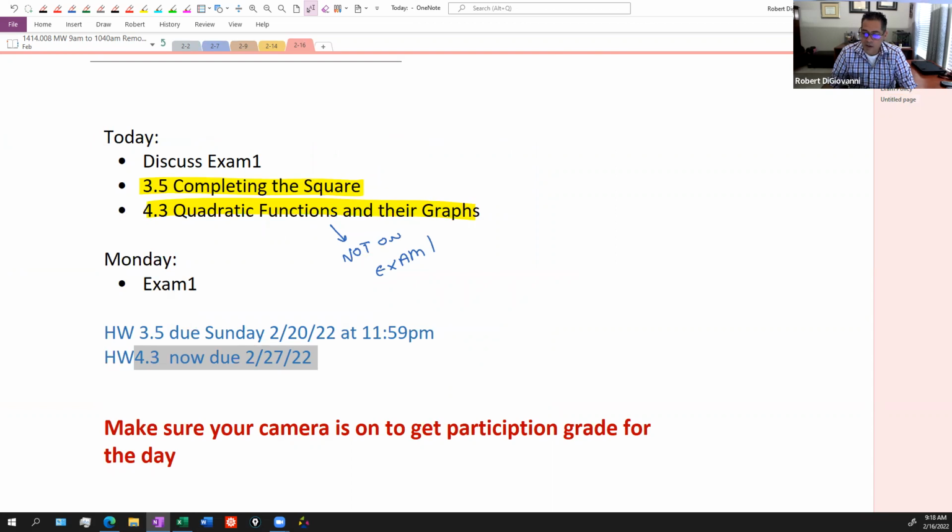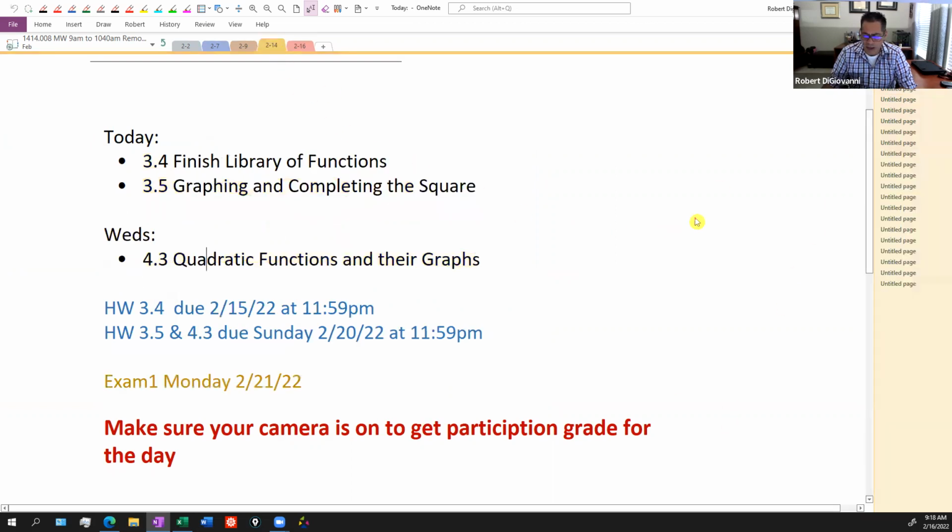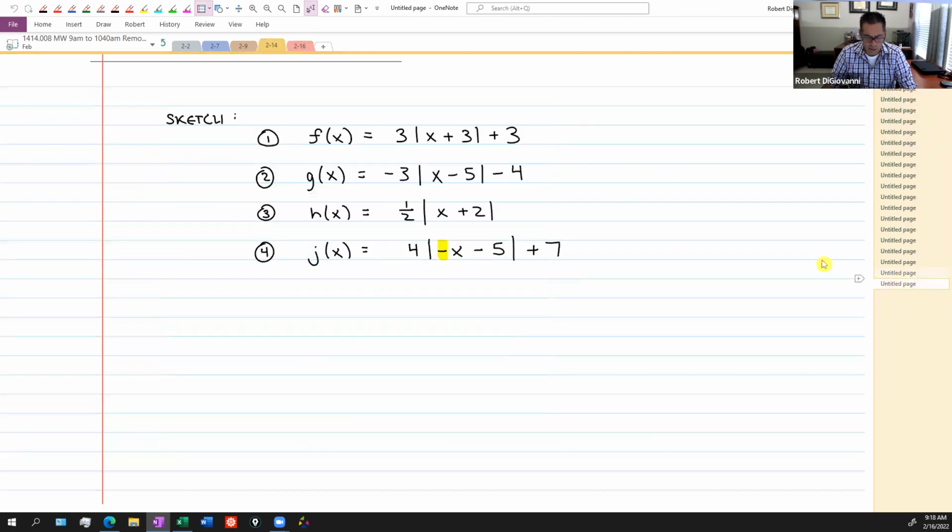We're going to talk about completing the square. Oh, and I gave y'all some problems last time, right? Didn't I? At the end of class, I gave you these to look at.